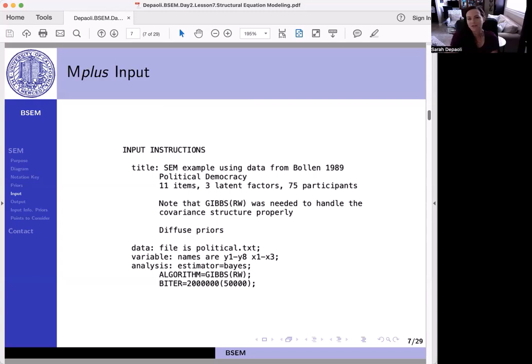I'm using data from Ken Bollen's classic book on SEM from 1989. This is political democracy data, and I reran his model and data in the Bayesian framework, and I'll show you the results and how to play with prior settings later. This model maps onto the diagram that we saw just a moment ago, where we have 8 y variables and then 3 x's. We're going to form 3 different latent factors and then connect them through a structural model.